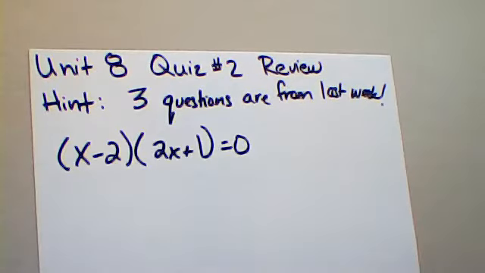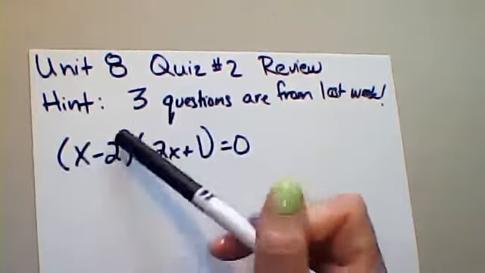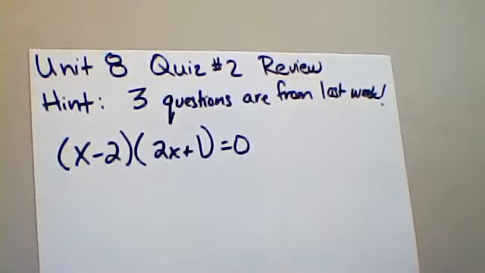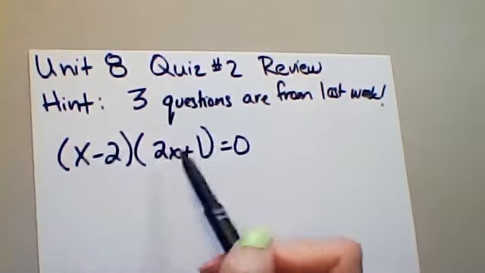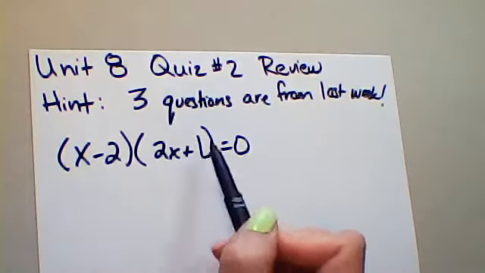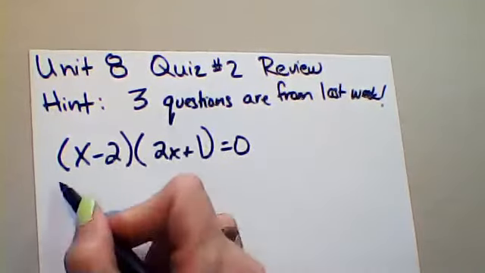Here's an example similar to one on the quiz that I'd like to have us do. So we've got the quantity x minus 2 times the quantity 2x plus 1 equals 0. So we've got that equation, and the directions would probably be just to solve the equation using the zero product property. So since I know this times this equals 0, then I know that either this has to equal 0 or this has to equal 0. So that's just what we would do.